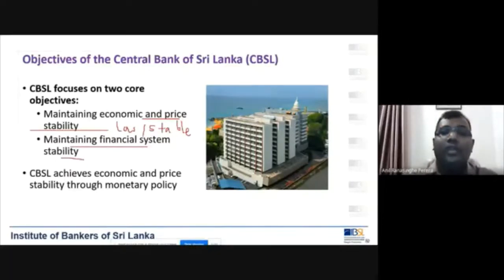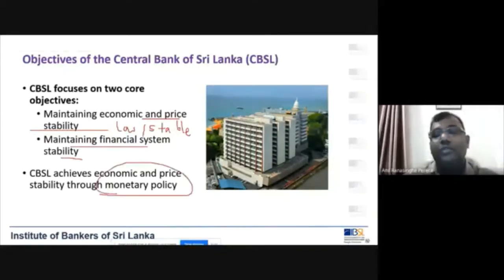Now, in the economy, the central bank being the main financial institution, they are worried about high inflation and they want to keep inflation at low levels. How is the central bank achieving it? The central bank is conducting monetary policy. So the people in this building, this is the central bank building, and behind you see the Indian Ocean.